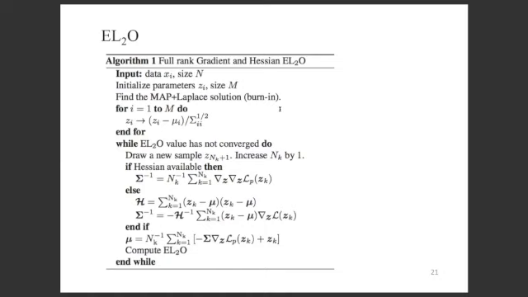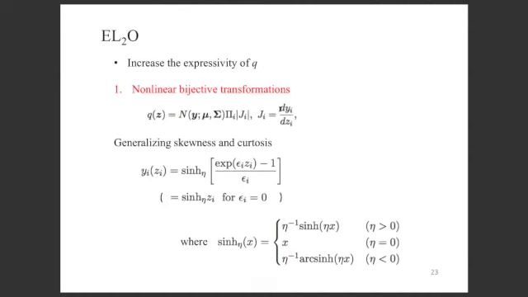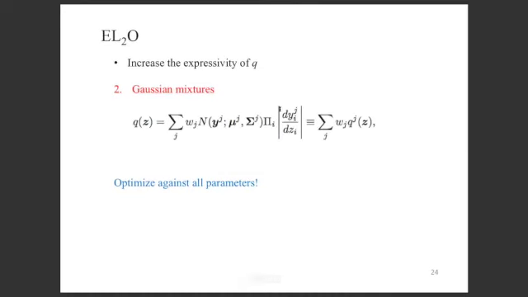And here's the algorithm for the full-rank Gaussian case, but I'll skip it for now. We can certainly go beyond the family of the full-rank Gaussian. Here we enhance our model using a 1D bijective transform, and we use a family of models that gives skewness and kurtosis. And we can also use a Gaussian mixture model.